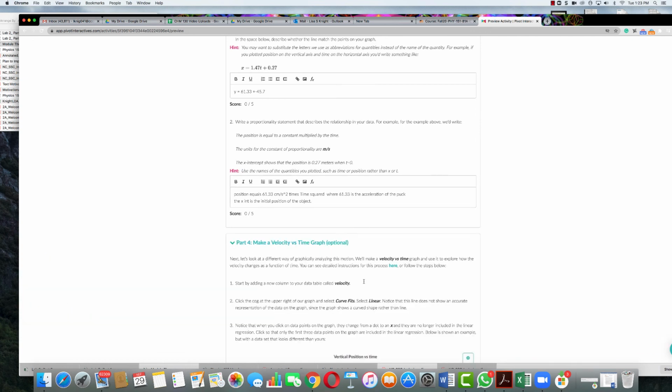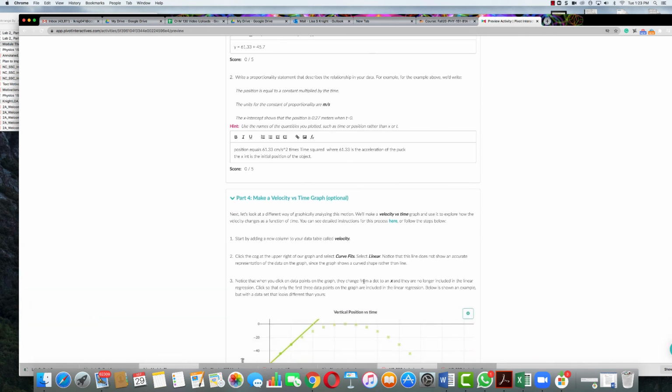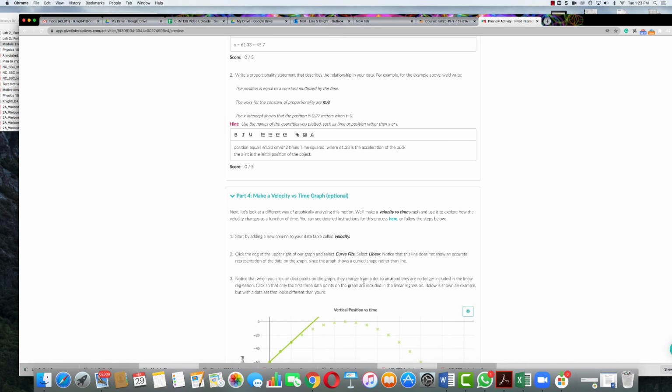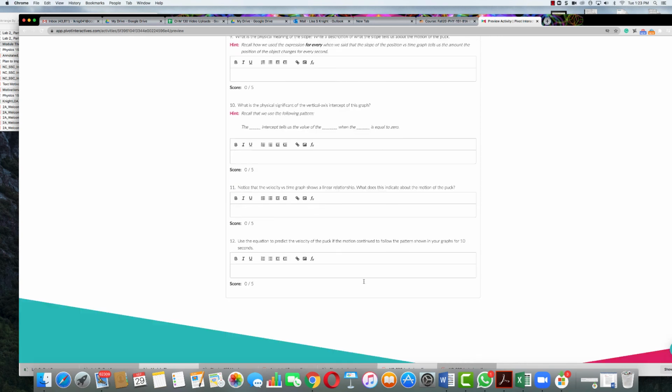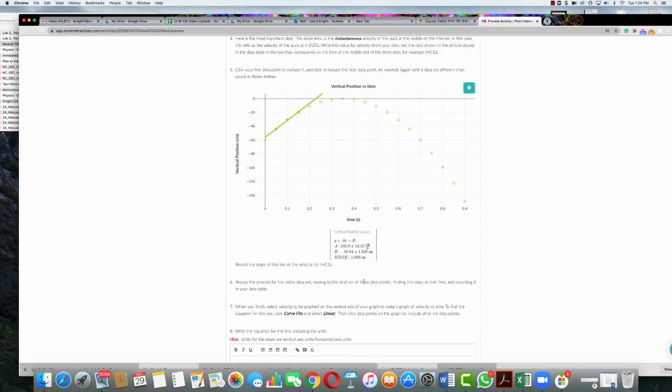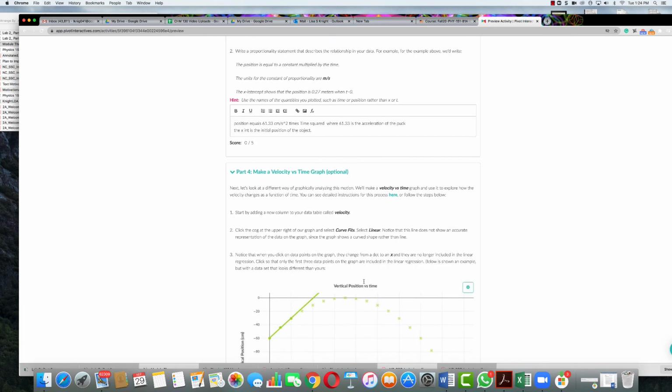Now, if you want to go further, you can make a velocity graph and go through the same thing, but that was only optional, and I'm not going to go over the answers here.